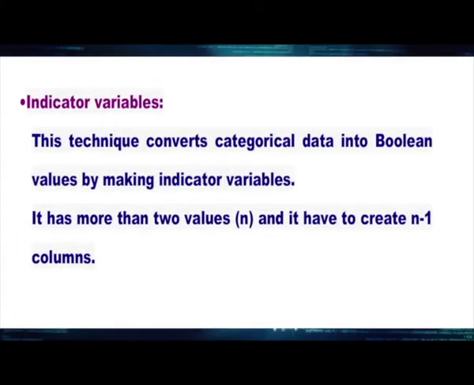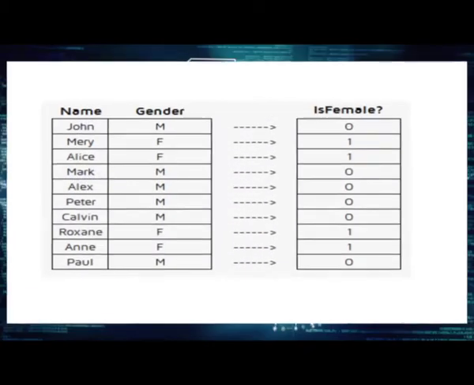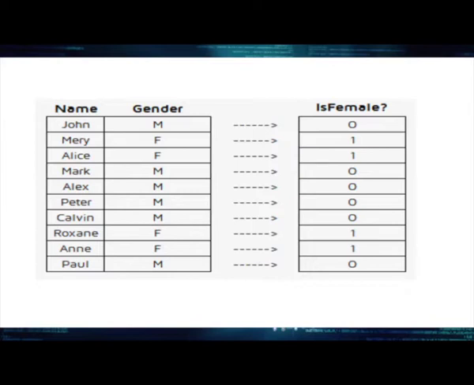The second one, indicator variables. This technique converts categorical data into Boolean values by making indicator variables. If it has more than 2 values, you have to create n-1 columns. Look at the example table on your screen. Here for gender, male and female are converted into Boolean values, zeros and ones. In the table on the right hand side, there is a column female. If the gender is female, it has Boolean value 1. If the gender is male, it has Boolean value 0.